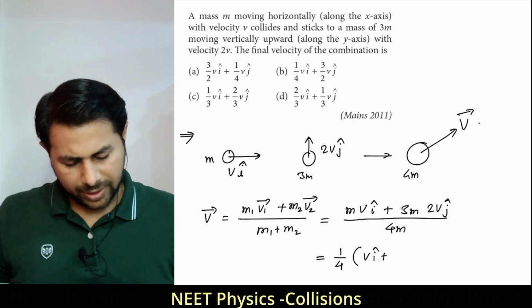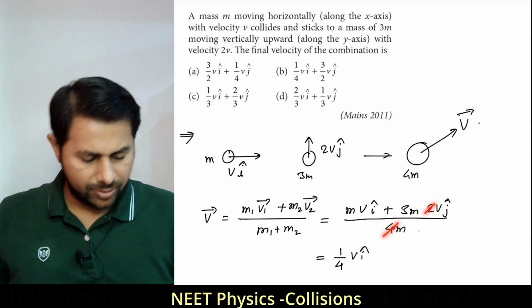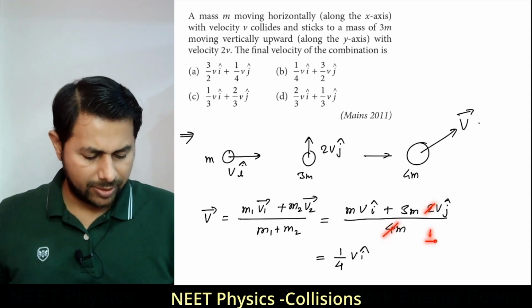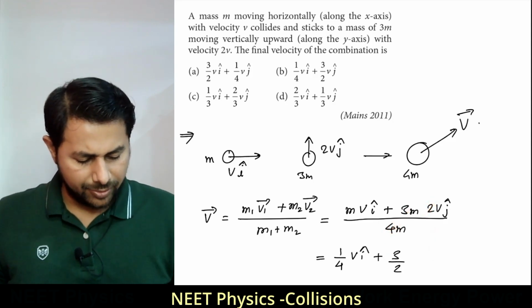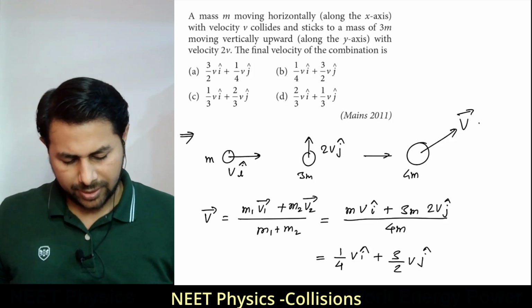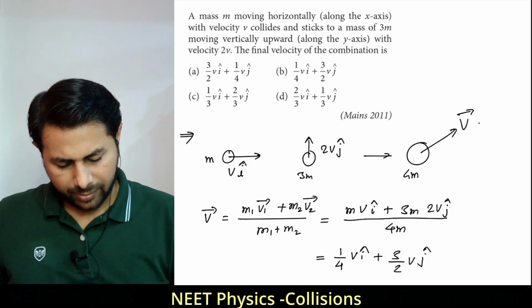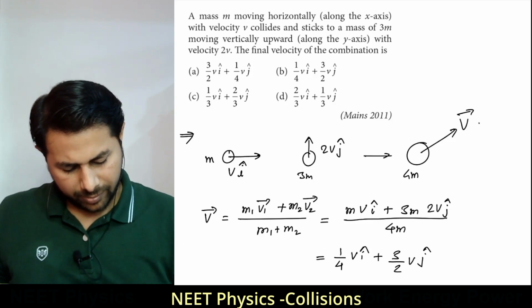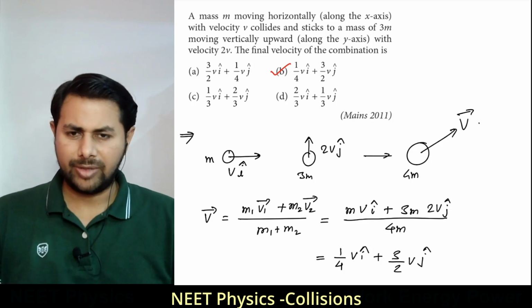Oh, they have not written it explicitly like this. Okay, so 1 by 4 v times i cap, and the other term will be 6 by 4, which means 3 by 2. So it is v by 4 i cap plus 3 by 2 v into j cap. So that's the answer, option B. Right? Option B. So this one is very simple.